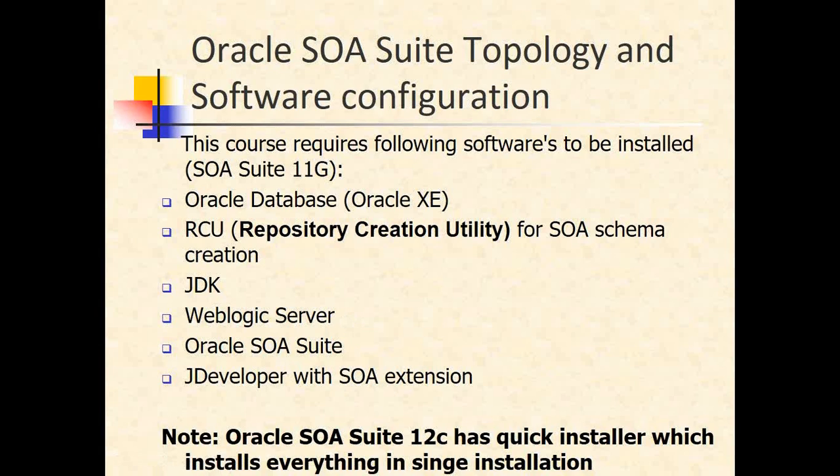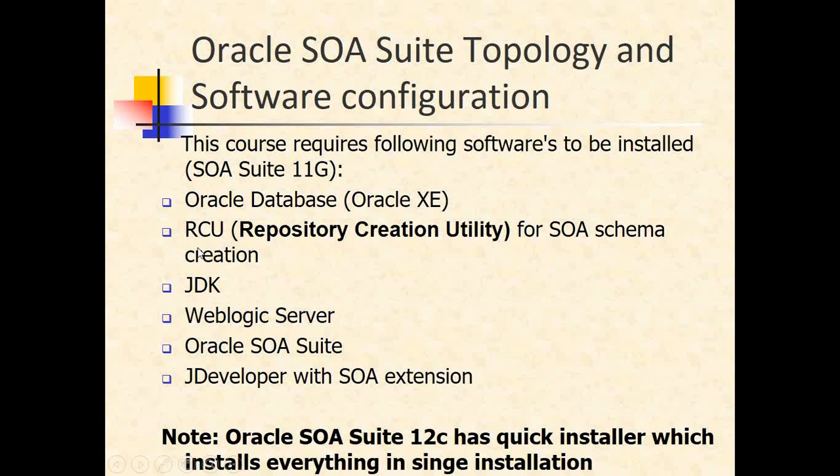Then you need to download JDeveloper and install it. Even after downloading JDeveloper, you will not be able to create a SOA project. You need to install the SOA extension plugin in the JDeveloper. Once you install the SOA extension plugin in the JDeveloper, then you will be able to create SOA projects. So this is only for the Oracle SOA Suite. And for OSB, again, you need to download a different plugin or IDE to create OSB projects. So all these steps you need to do for SOA Suite 11G.